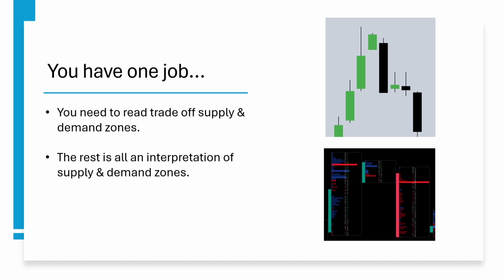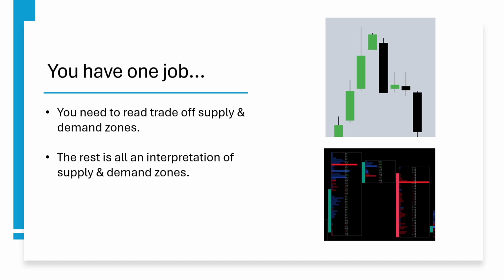Anything you're doing outside of trading supply and demand zones is interpretation. Instead of trying to react to what the market's telling you, you are trying to predict, which is not how you trade. You have one job, and I'm going to repeat this: you need to trade off supply and demand zones. There's no way to get around this. Every single time you take a winning trade, it is because you caught the right zone. And every time you lost, it was because you didn't catch the right zone.